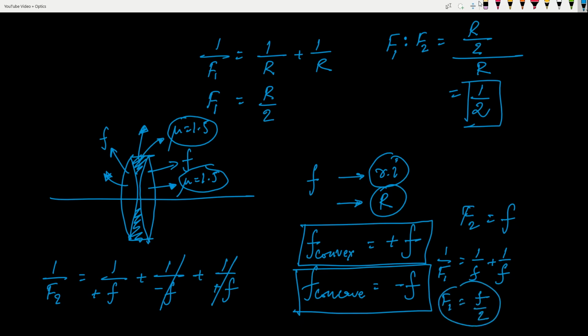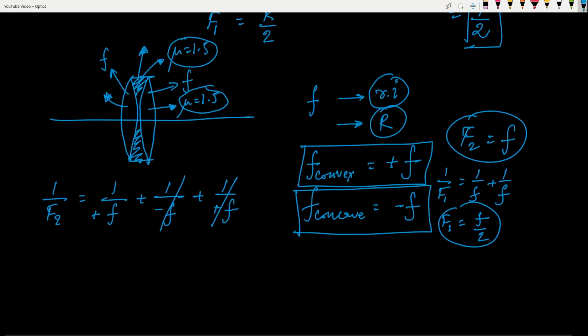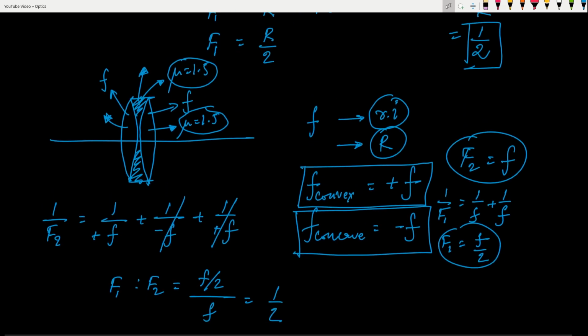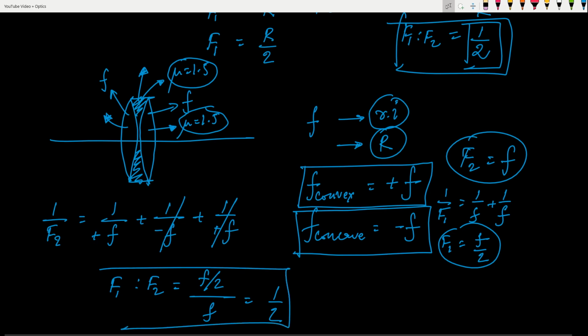So we got f1, we got f2. So the ratio of f1 by f2 will be half, isn't it? So we can write that f1 by f2 will be f by 2 divided by f. So we are ultimately getting half. So we can see that our answers are matching. That is, we got half here, that is f1 is to f2, and we got half here also. So it just took around 1 minute to solve this.